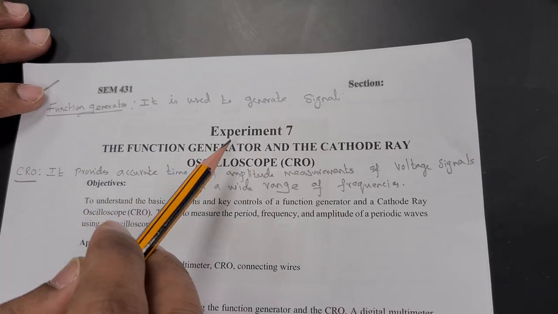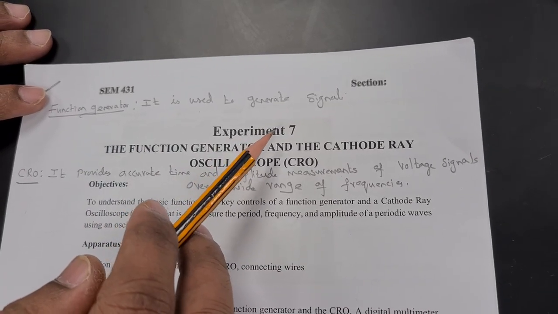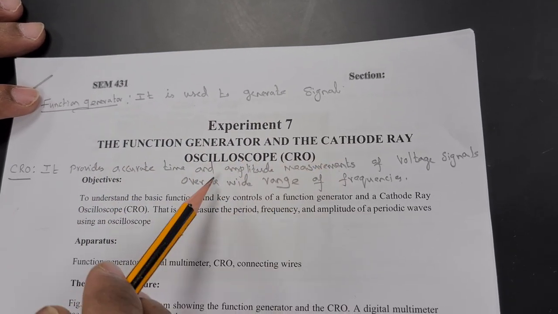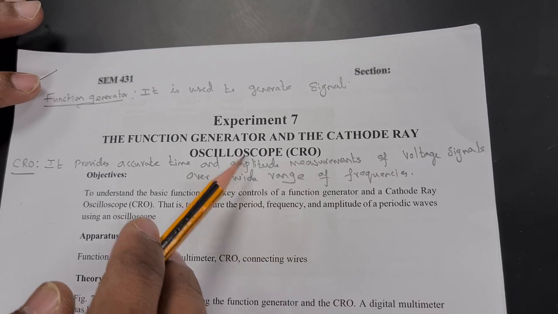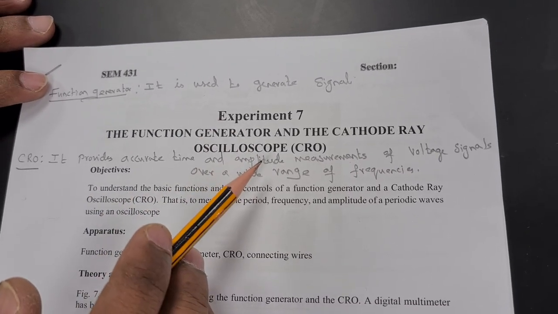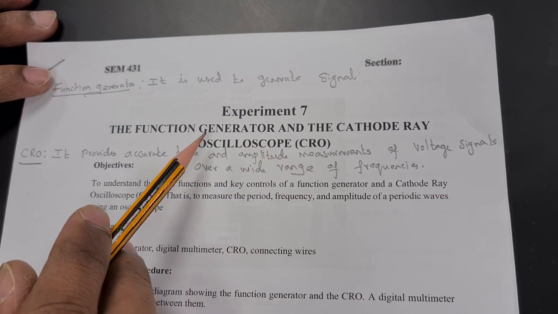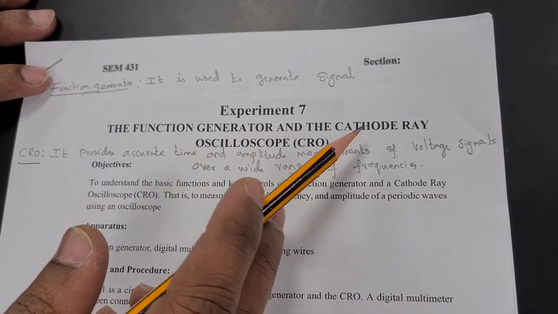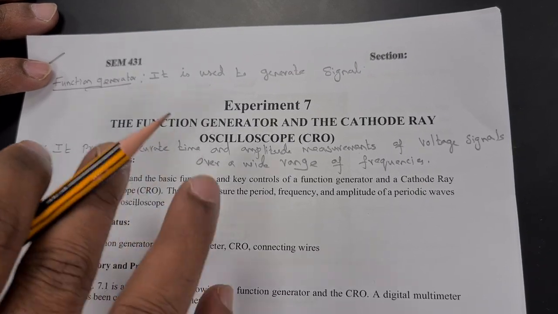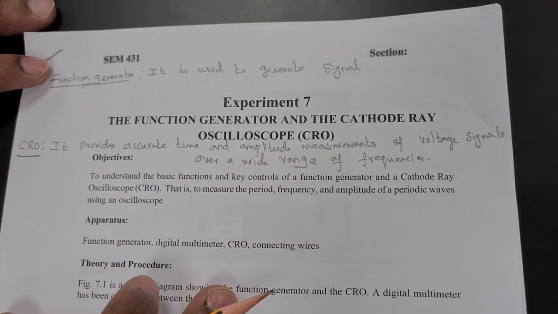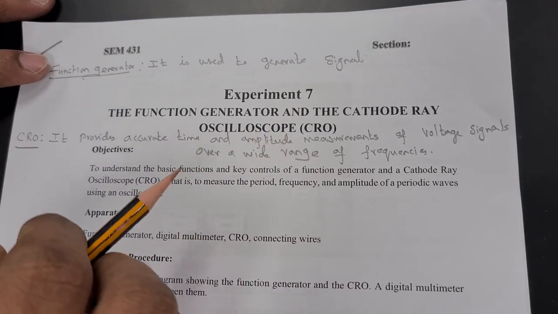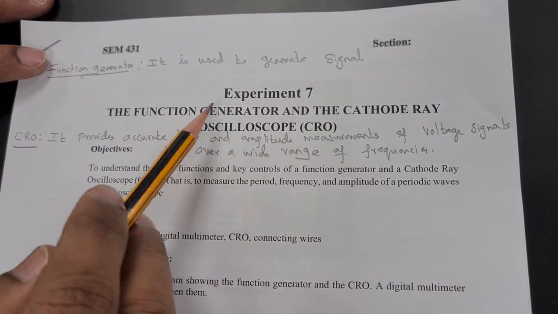Today, I'm going to explain experiment number 7, the function generator and the cathode ray oscilloscope. In this experiment, we are just going to get a little idea about what a function generator is and also what a CRO is. That's it. There will be no graph for this experiment. But if you listen to this experiment very carefully, then your experiment number 8 will be very easy. Clear? Okay, let's see what is the function of a function generator.